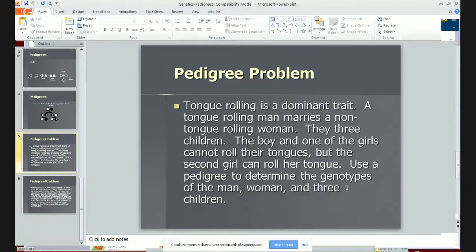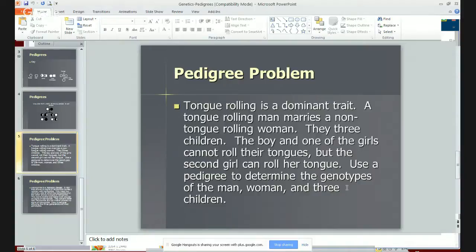So now we can go back and add in dad's second allele, because son and first daughter can't roll their tongues. The only way that would happen, since it's recessive, is if dad passed it on. They obviously got that non-rolling tongue gene from mom, but the only other way they can not roll their tongues is if dad passed it along too. So we know now that dad has to be heterozygous. So now we can put that there and then color half of his box in, since he's a carrier.